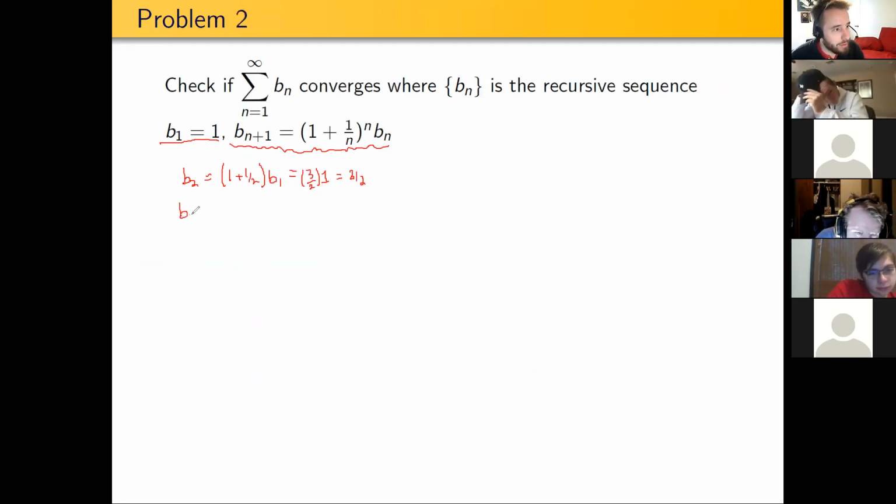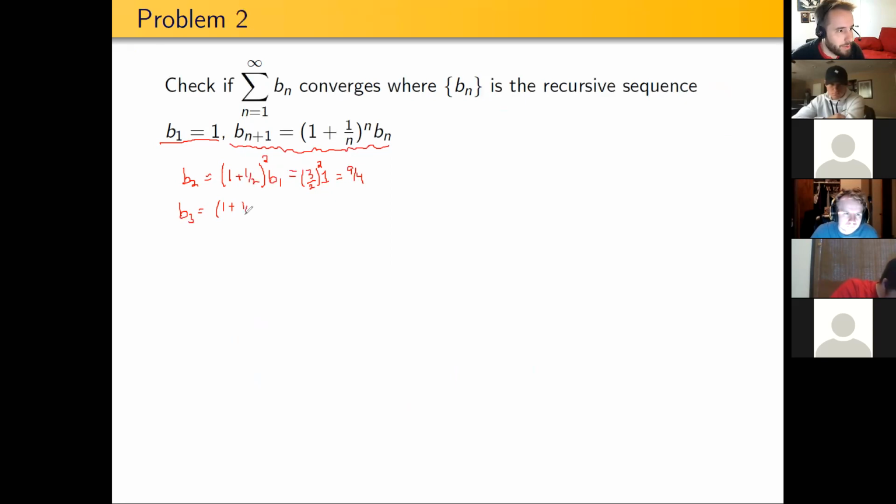B sub 3 is going to be 1 plus, ooh, no, I made a mistake, didn't I? This should have been 1 plus a half raised to the second power. So that should have been 1 plus a half squared. That should have been 3 halves squared. And so that should have been not 3 halves, but that actually should have been 9/4. Okay, and this is already going to get kind of messy, we can see.